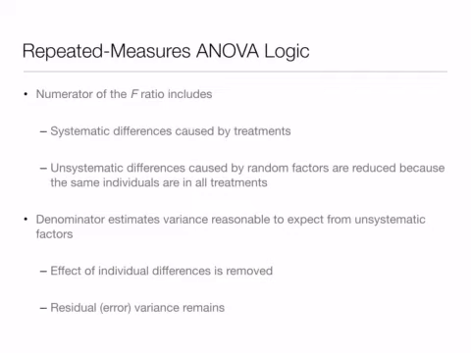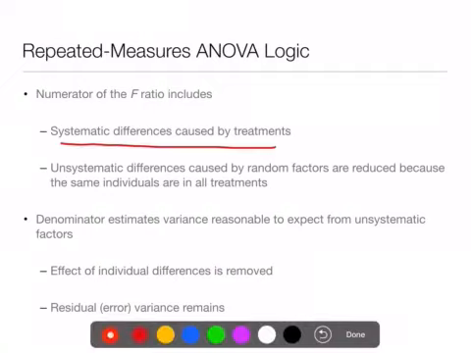The problem with the repeated measures ANOVA is that the numerator in the F ratio includes those systematic differences that we're interested in that are caused by treatments, and it includes those unsystematic differences, but they're reduced because we have the same individuals in all treatments. So we don't have individual differences here. No individual differences are found in the numerator.